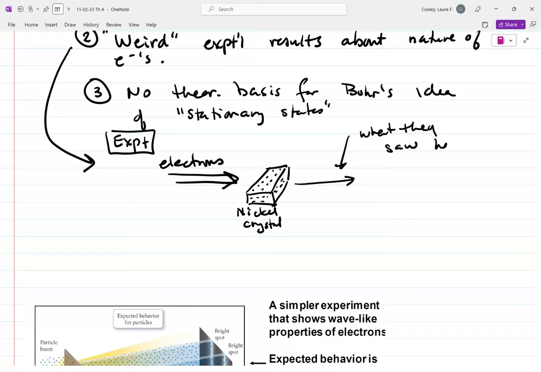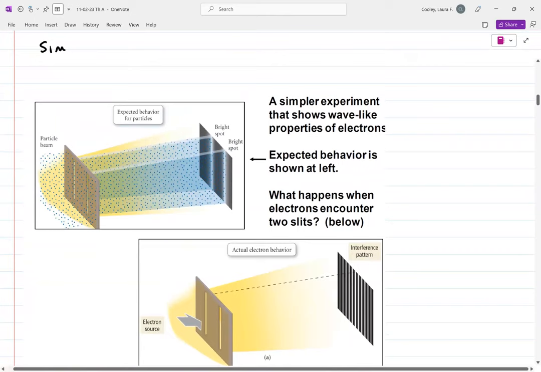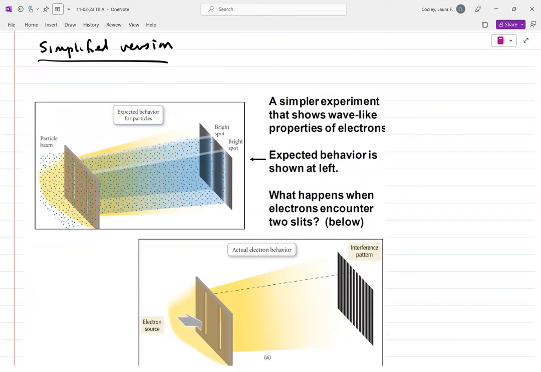Was really hard to understand. But I'm not going to go over those experimental results because it's really too hard. Instead, I'm going to show you this. This is sort of a simplified version of that experiment with the nickel crystal, but it has a similar conclusion.